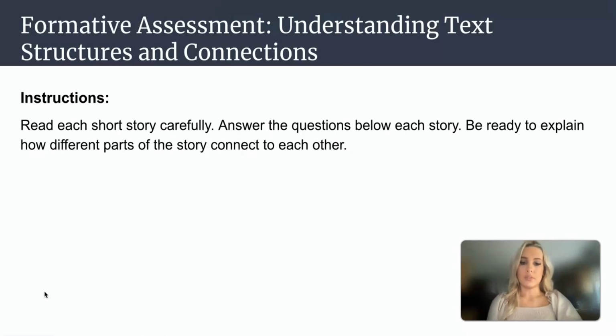Okay, now that we have reviewed cause and effect, problem and solution, and compare and contrast, we will be doing a short formative assessment just to measure what we know about text structure and connections. I will be reviewing each question, and then in a few minutes I will give you each a sheet of paper with the same questions on them so you can write down your answers. So the instructions say, read each short story carefully. Answer the questions below each story. Be ready to explain how different parts of the story connect to each other.